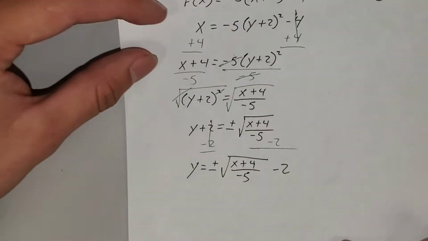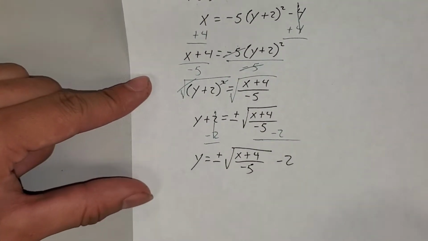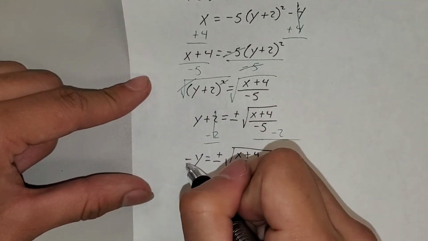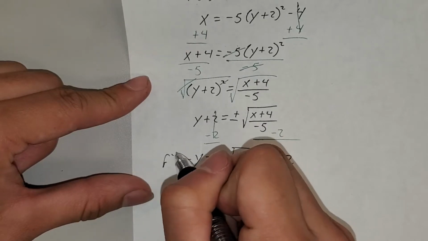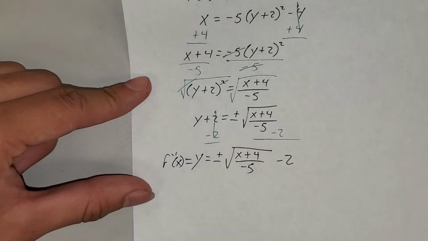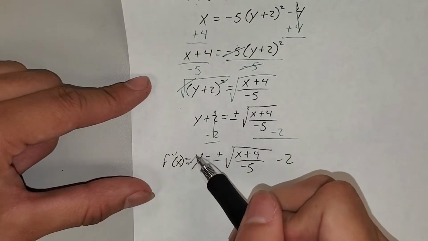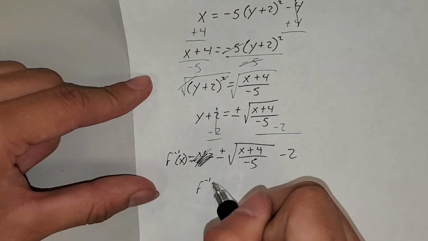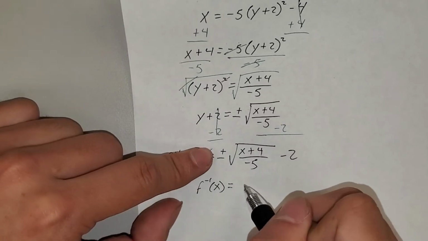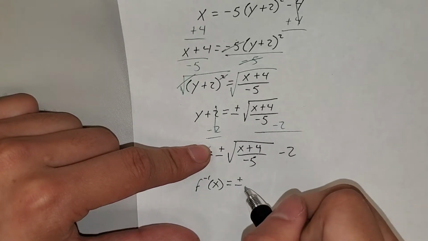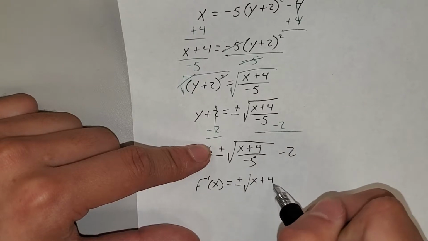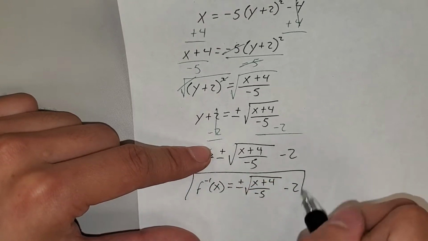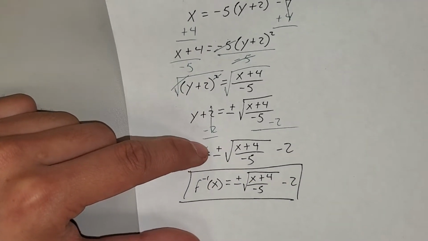So remember that in this case, my y is my inverse. So I can also replace y and write f inverse of x. Okay, so I wouldn't need my y anymore. You can just rewrite it as f inverse of x equals plus or minus the square root of x plus 4 over -5 minus 2. And that should be your final answer.